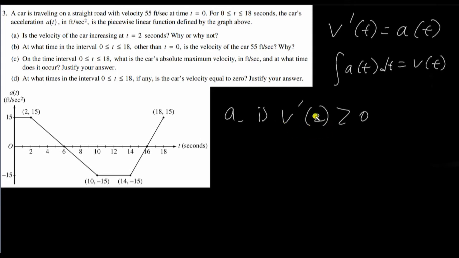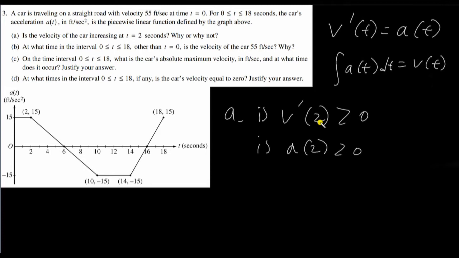Well, isn't v prime of 2 equal to a of 2? So I can rephrase this question as, is a of 2 positive? That's a really simple question that we can answer by looking at this graph. We have acceleration as a function of time. If we go to time t equals 2, we see that a of 2 is 15, which is definitely greater than 0. So since a of 2 is greater than 0, that means v prime of 2 is greater than 0, and the velocity is increasing at time t equals 2. For your explanation, since they're asking why or why not, you have to say the velocity is increasing at time t equals 2 since a of 2 is greater than 0.